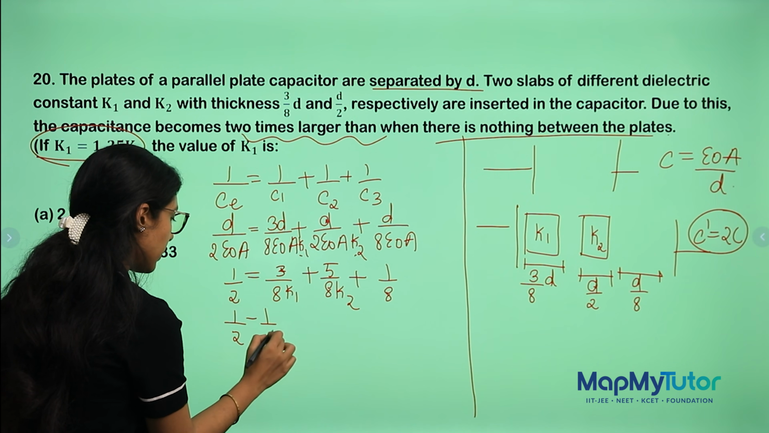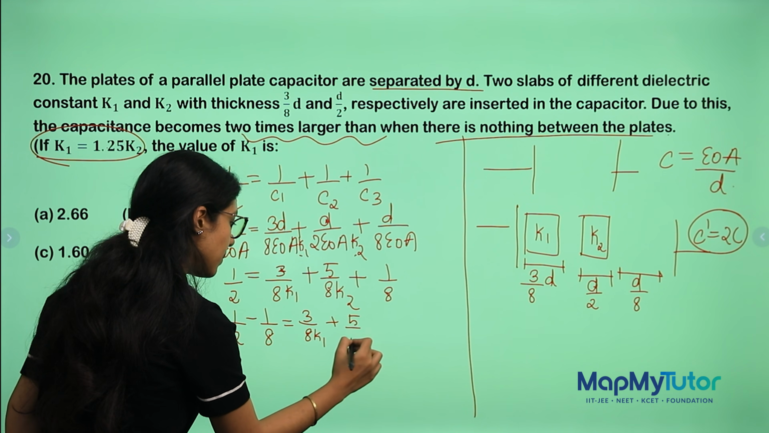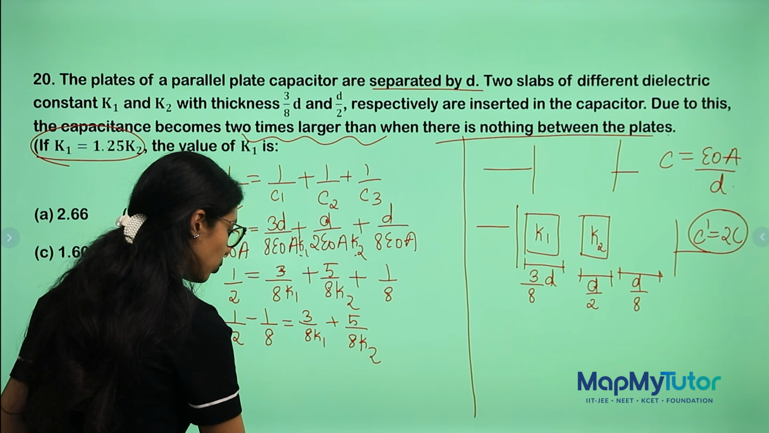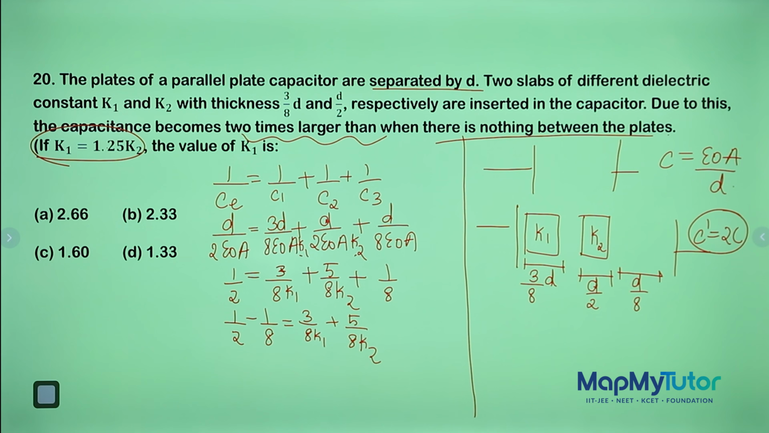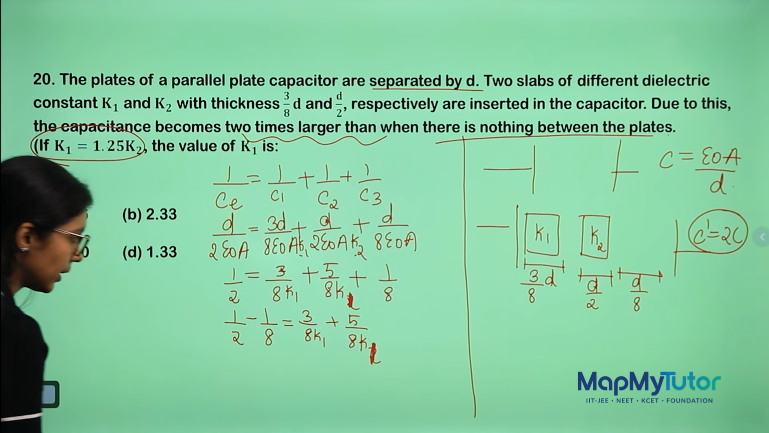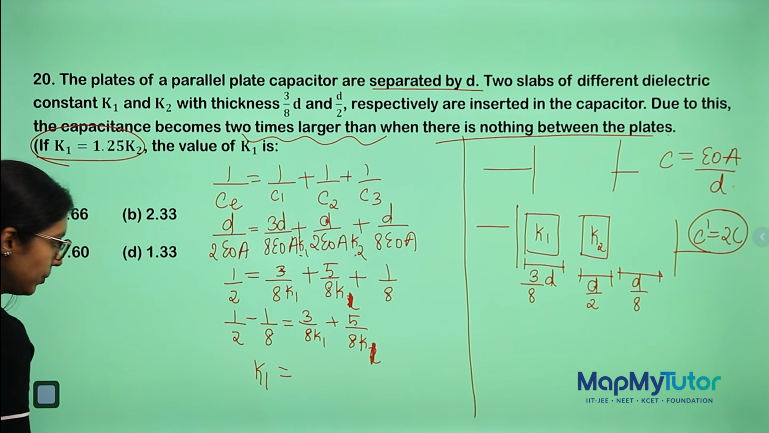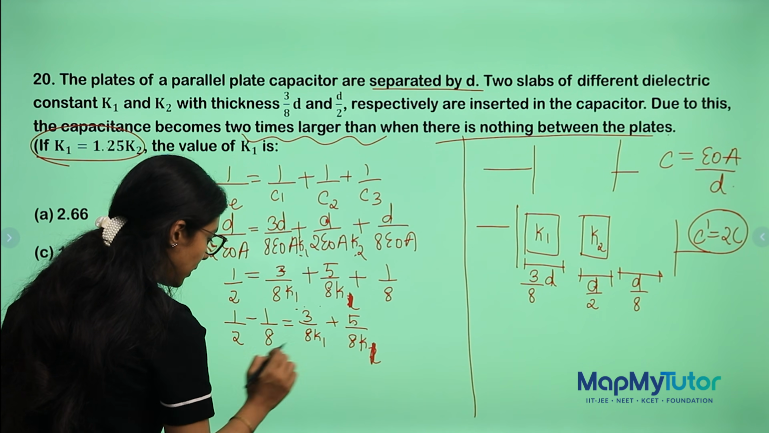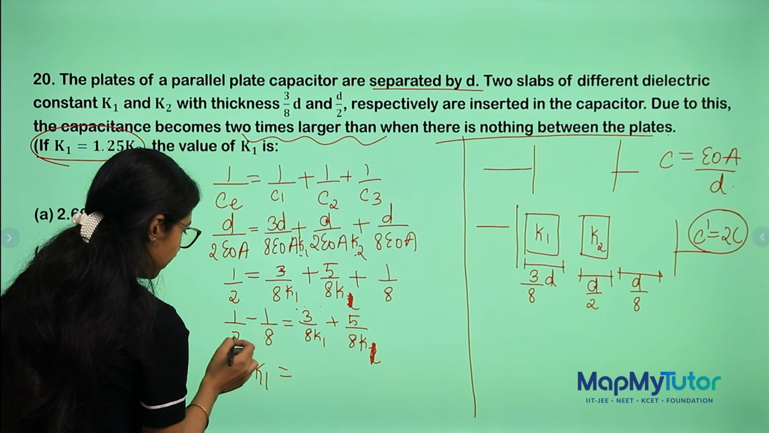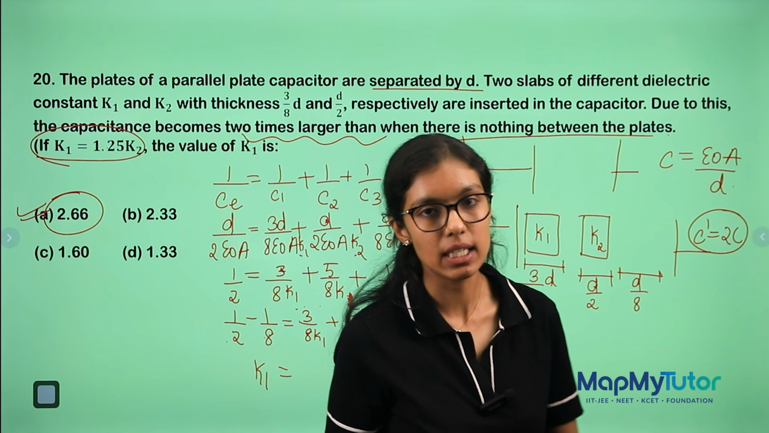1 by 2 minus 1 by 8 equals 3 by 8 K1 plus 5 by 8 K2. Here this is also K1, as we substituted it. So the K1 value will come out to be somewhere around 5, 1, 16. So it will come out to be 2.66, correct. So option A is the right answer here.